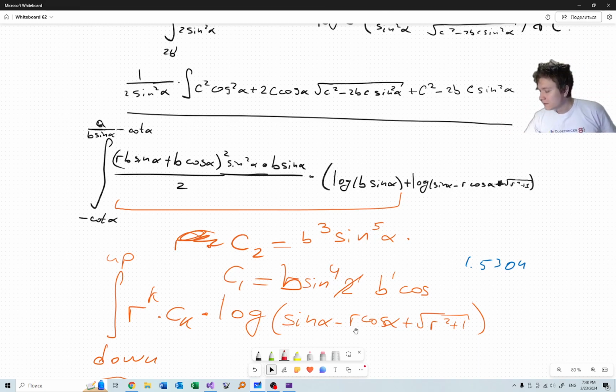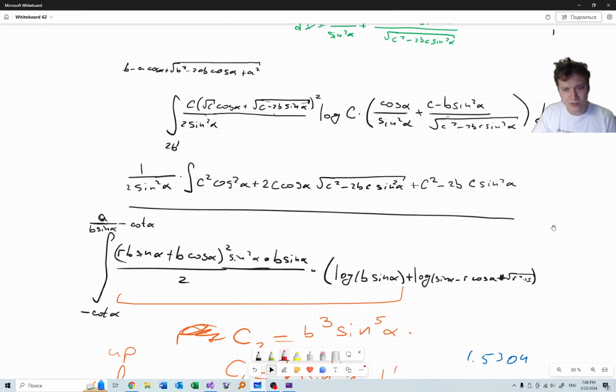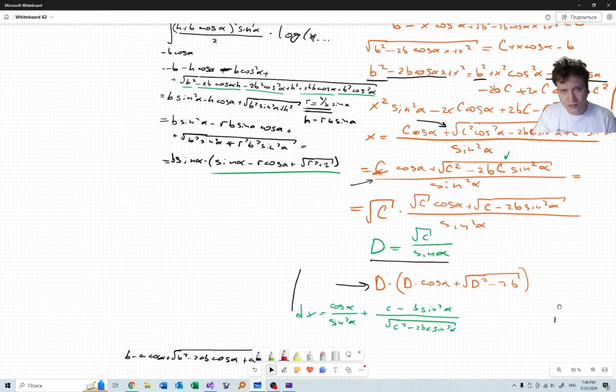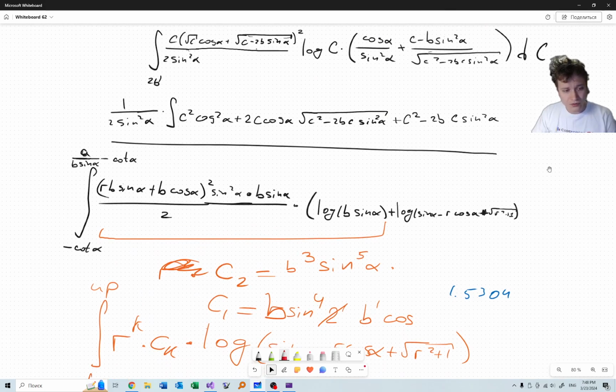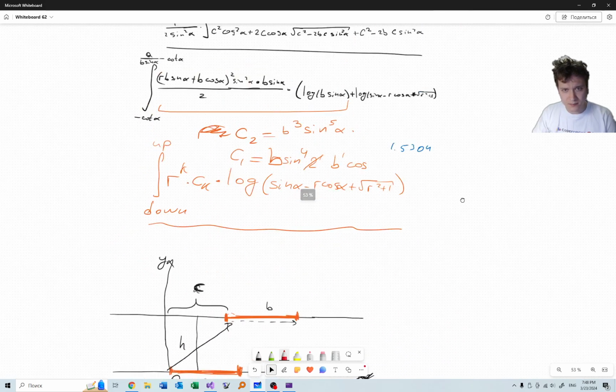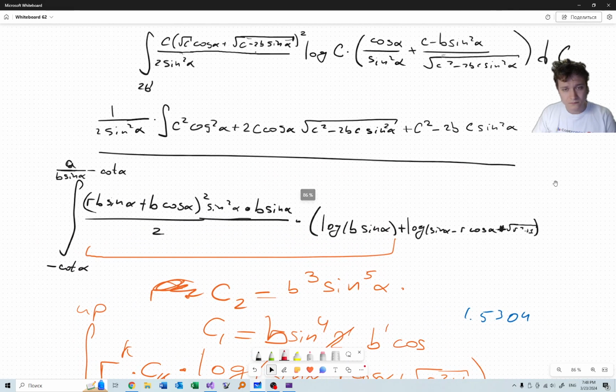And why did C turn into R? How did R appear? Where is R defined? This is really strange of me to not define what R is. Maybe this happened somewhere else? No, it did not.